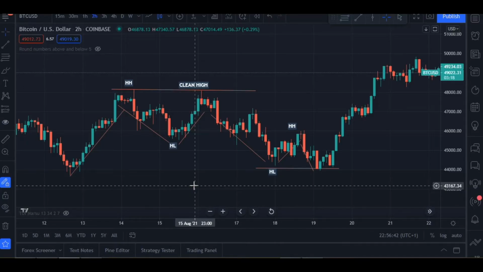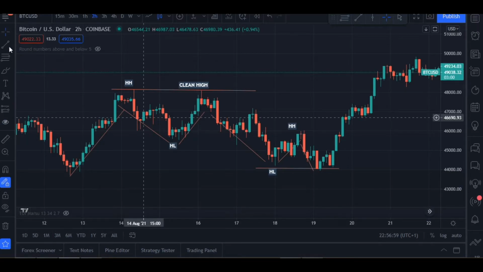Traders, we are currently on the TradingView platform and on the 2 hour chart of BTCUSD. We will look at how to use the Fib levels. So let's get into it.